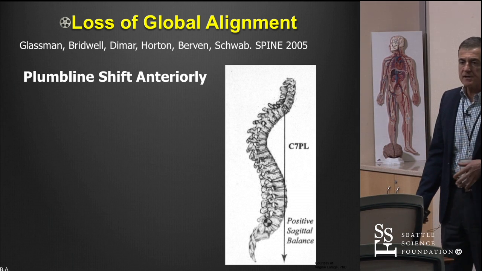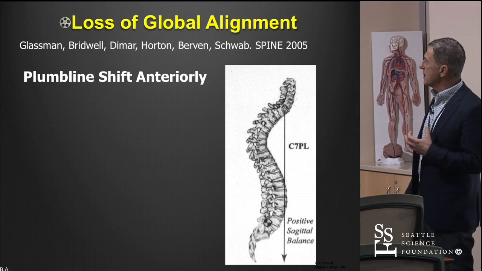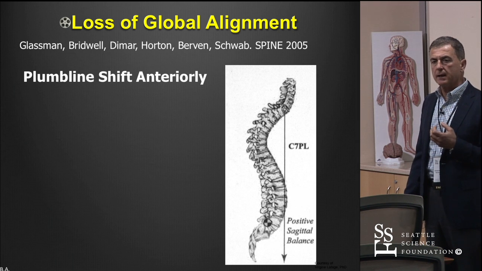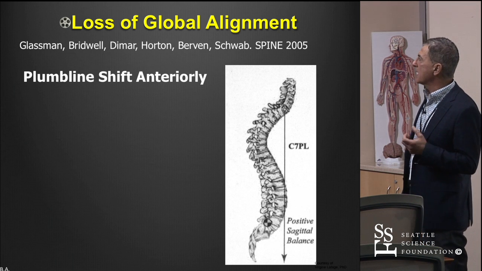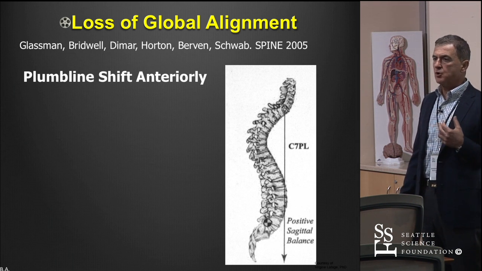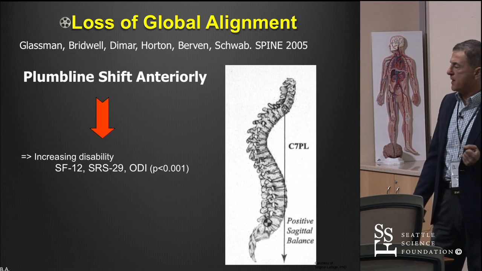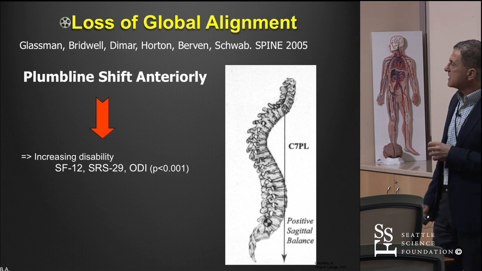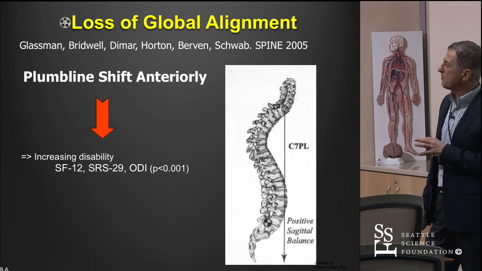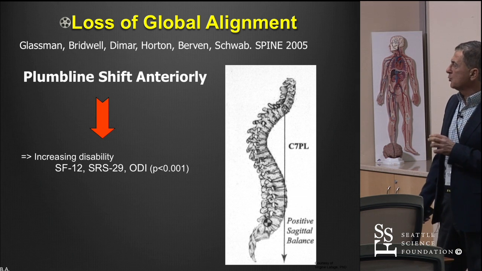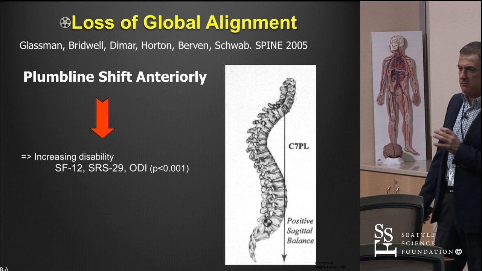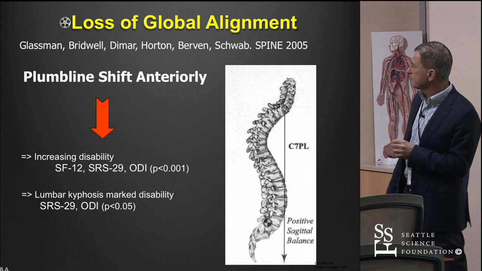Now, in the past, everybody talked about SVA. Everybody talked about the plumb line. But if you just look at the plumb line by itself, it's almost meaningless if you don't take into account the pelvic parameters. But even with that said, if you have an anterior shift of the plumb line, that's associated with increasing disability, and that has been documented in literature.